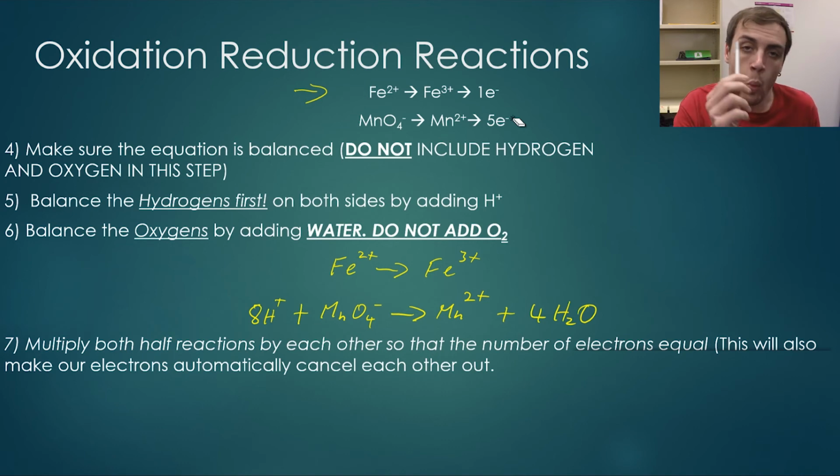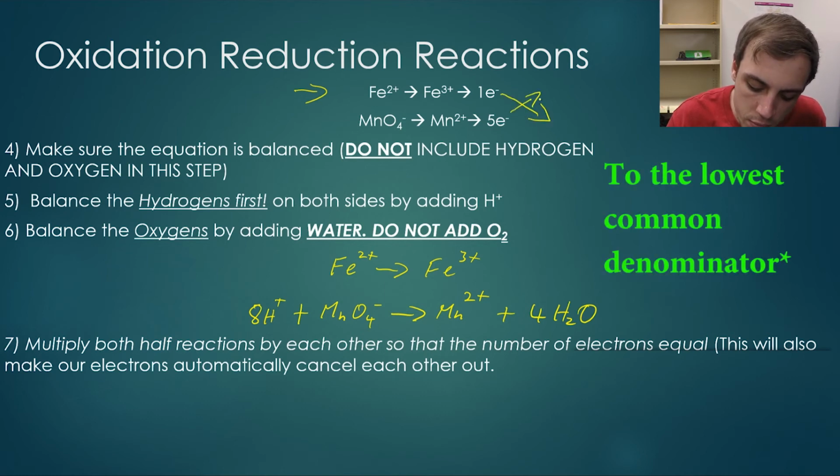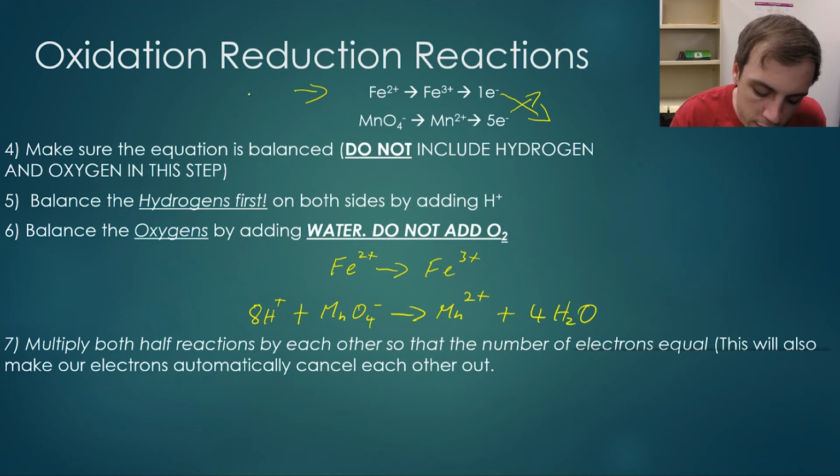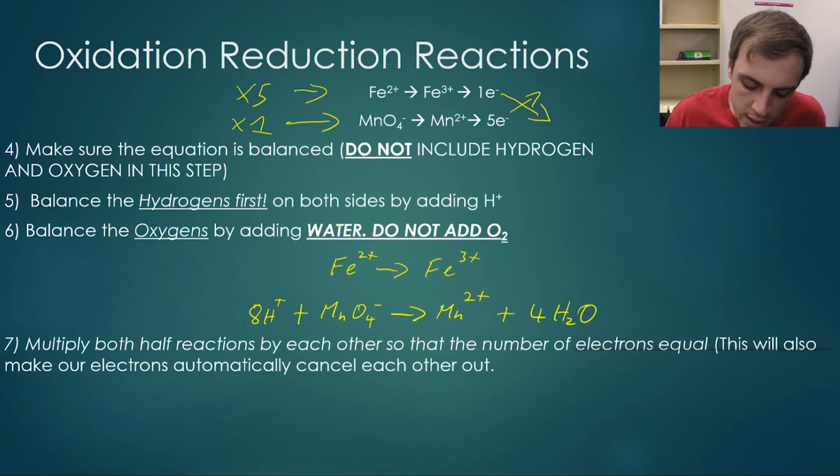There must be 5 lots of me throwing 1 pen each, so that I am losing 5 pens total and you are catching 5 pens total. So again, this is being balanced because the number of electrons on the left-hand side that are being lost or oxidized are the same as the 5 electrons being reduced or gained. So to make this equal, we cross multiply. We multiply this equation by 5, and we multiply this equation by 1. So 1 Fe2+ turns into 5 Fe2+, and 1 Fe3+ turns into 5 Fe3+. For our second half reaction, we multiply everything by 1, so nothing changes.